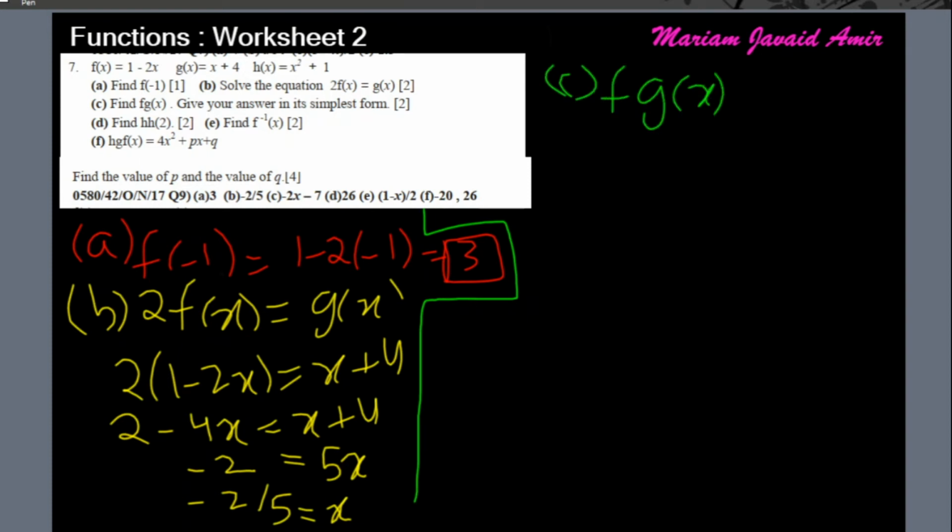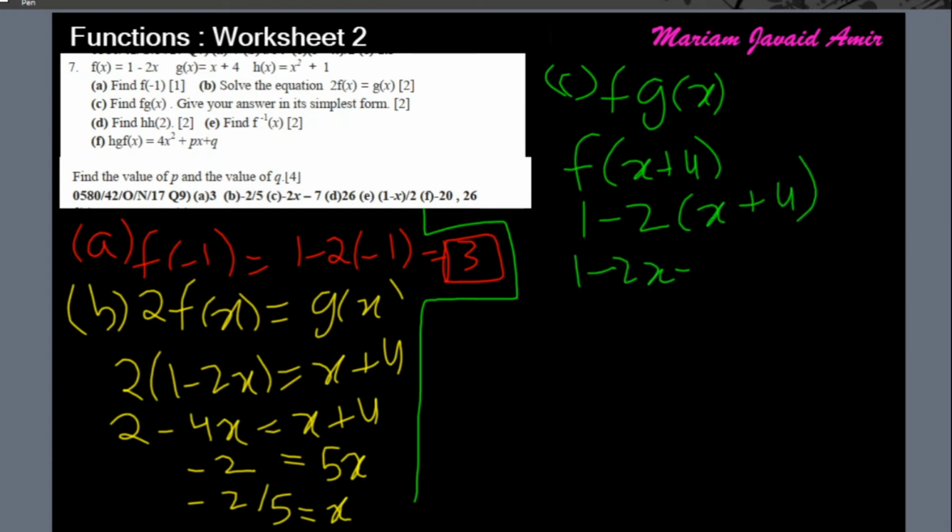Gx. So 1 minus 2. No, wait. Let me do another step. So this means gx is x plus 4. So we have to find f of g, which is f of x plus 4. So in the function fx, replace x with x plus 4, which gives us 1 minus 2x minus 8. So minus 2x minus 7.